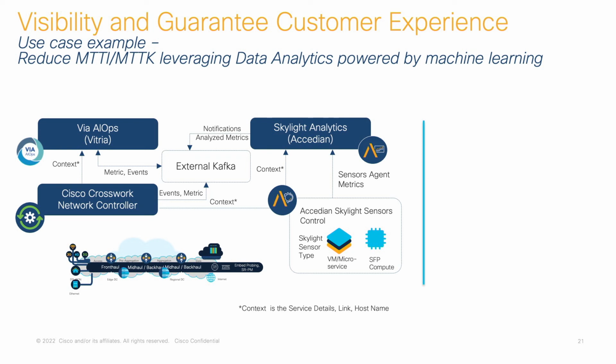In this particular deployment, we're using a Kafka bus to communicate alerts back from the Skylight solution. And we're also using a third-party system, Vitria AIOps, to create a transaction system for the whole deployment.